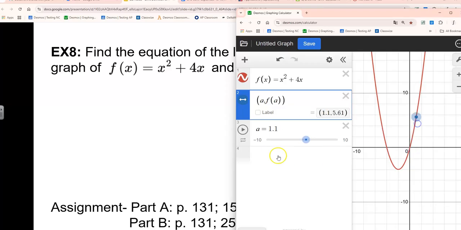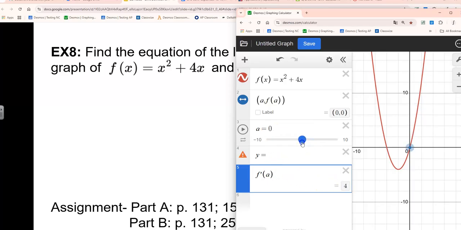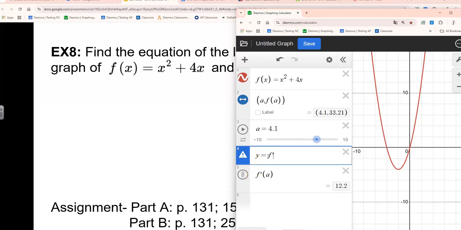If I wanted to write the equation of this tangent line, it would need to be y equals the slope. Here's something pretty cool about Desmos. If I want to know the slope, I can do the derivative, right? The derivative gives me the slope. So if I type in f prime of a, Desmos does the derivative for you. At 1.1, it tells you what that slope is going to be, and you can move the point and see the derivative change. So this is my slope. I could do y equals f prime of a.